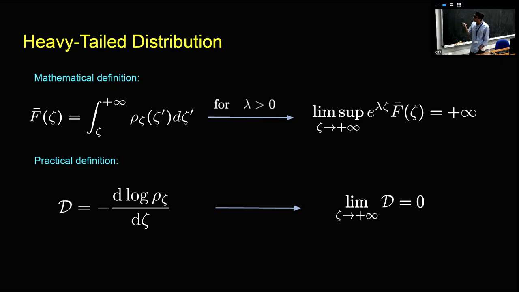Mathematicians call this a heavy-tailed distribution. There is a formal mathematical definition, which intuitively says that the tail function, the capital F, decays more slowly than the exponential function. Since checking this definition may have challenges for our numerical calculations, we provide a practical definition. We calculate this function d, and we say a PDF is practically heavy-tailed if this d goes to zero for large values of zeta.